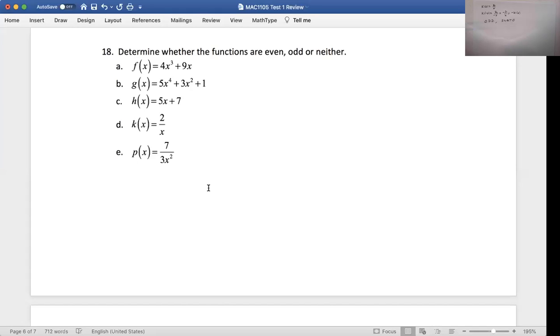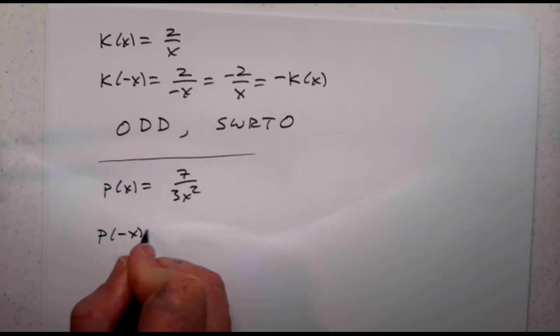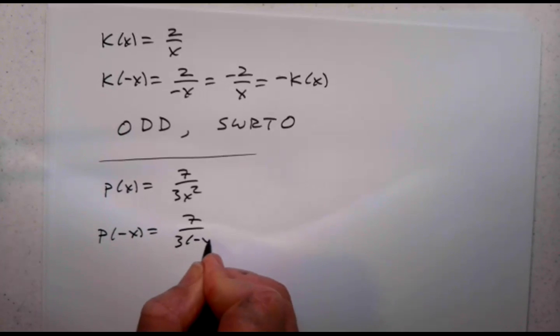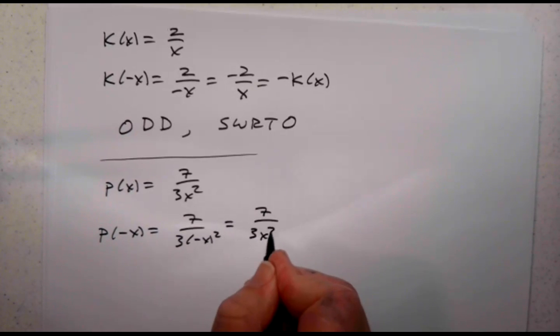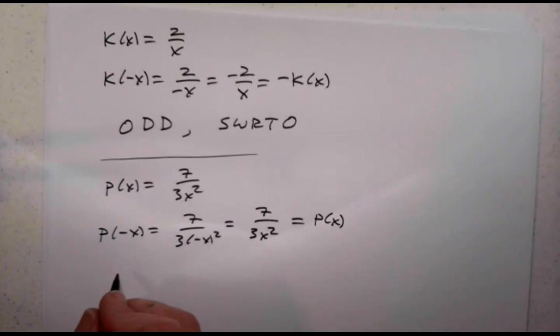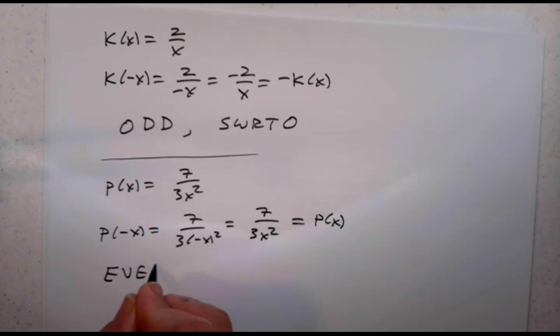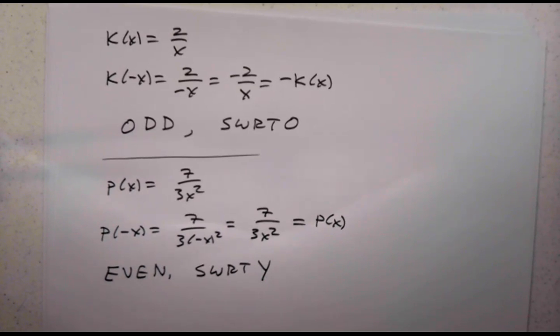p of x is 7 over 3x squared. We're going to replace x with negative x and see what we get. So what is p of negative x? 7 over 3 times negative x squared. But negative x times negative x is positive x squared, so 7 over 3x squared, which equals p of x. If p of negative x equals p of x, this function should be even. If it's even, the graph should be symmetric with respect to the y-axis. Let's look at that on Desmos and see if that's the case.